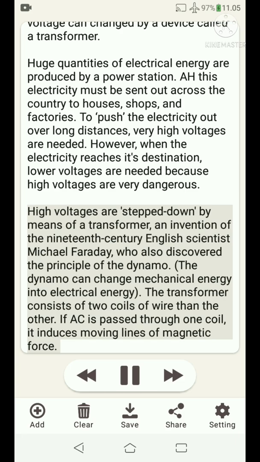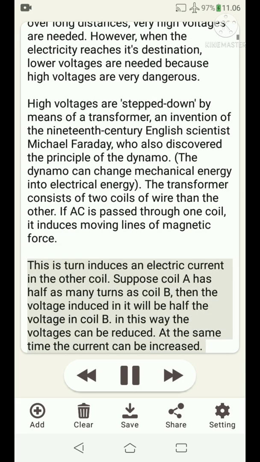High voltages are stepped down by means of a transformer, an invention of the 19th century English scientist Michael Faraday, who also discovered the principle of the dynamo. The dynamo can change mechanical energy into electrical energy. The transformer consists of two coils of wire, one with more turns than the other. If AC is passed through one coil, it induces moving lines of magnetic force. This in turn induces an electric current in the other coil.